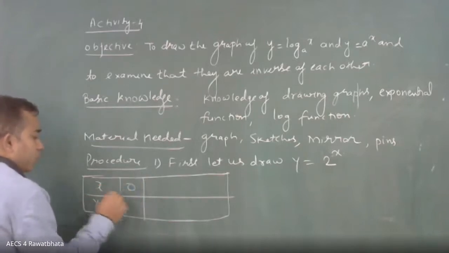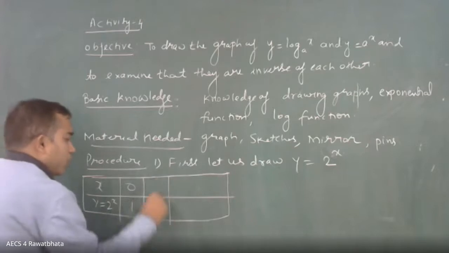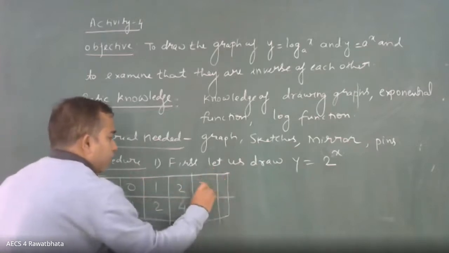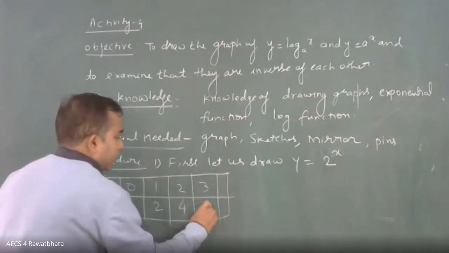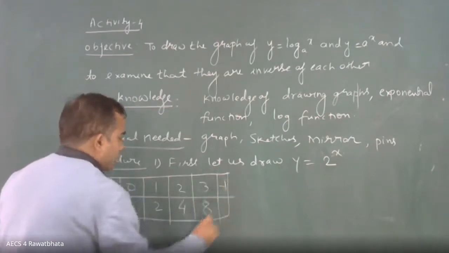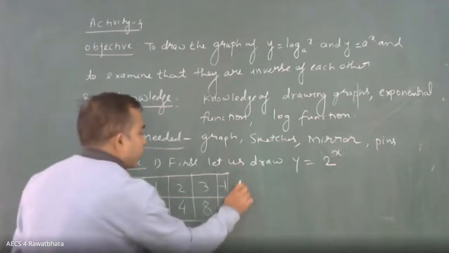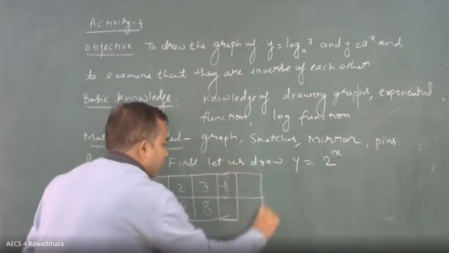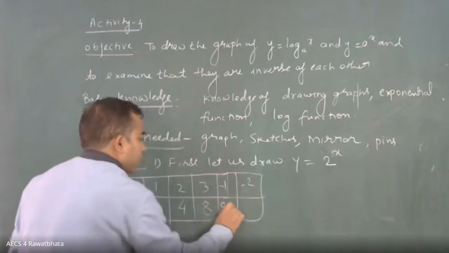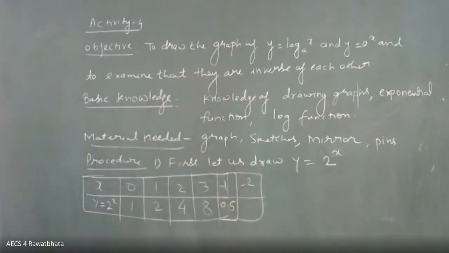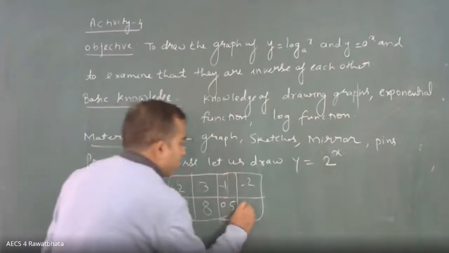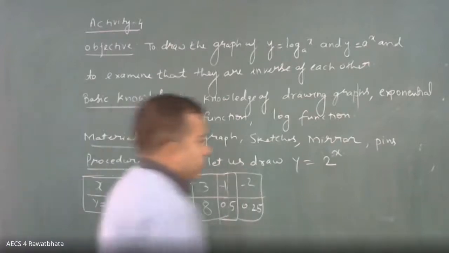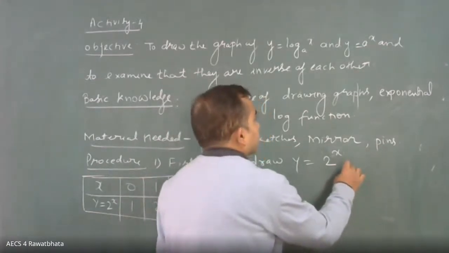When x is 0, 2 to power 0 will be how much? When x is 1, when x is 2, when x is 3, 2 raised to power 3 is 8. When x is minus 1, 2 to power minus 1 is 0.5, and like that. You can find out various solutions. And 2 raised to power minus 2 will be 1 upon 4, will be 0.25, etc. You can find out, and plot it. Okay, let me clear it.